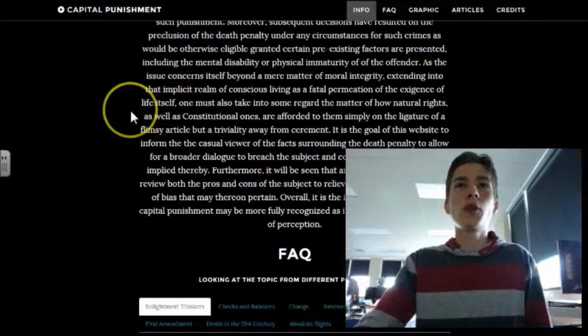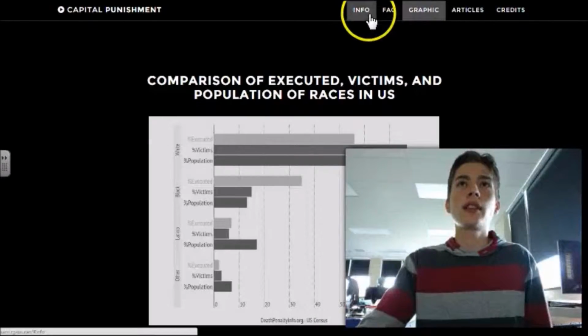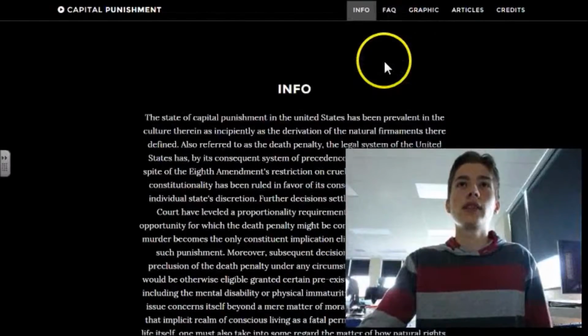So the website is designed around a one-page ideal. You scroll through the page to see all the different topics, or you can click up here at the top, and it will bring you to each section.